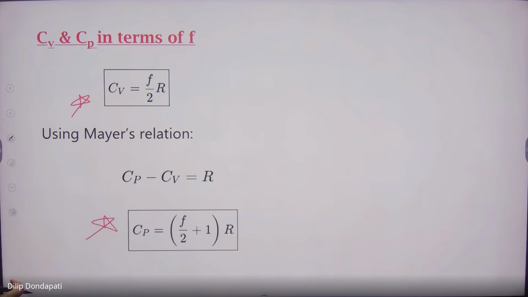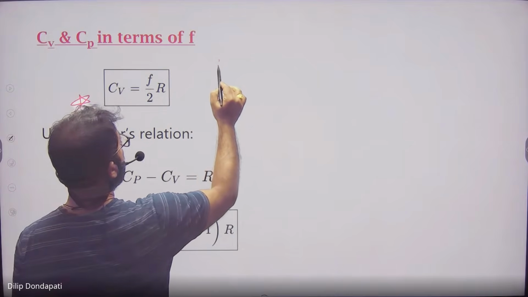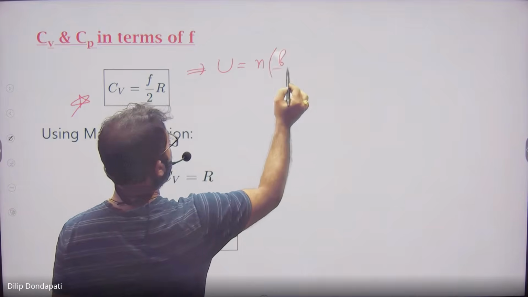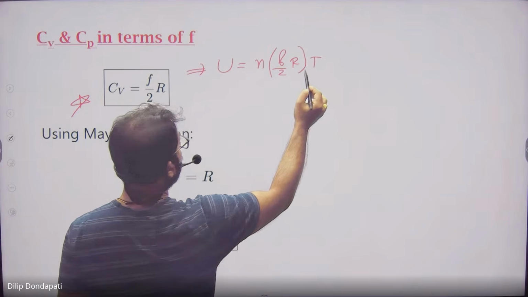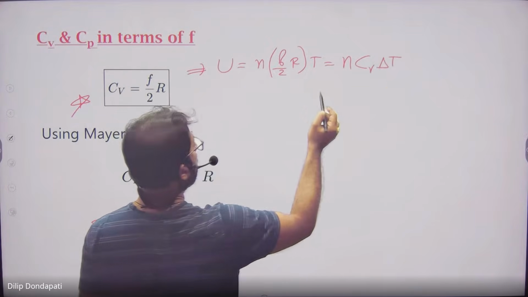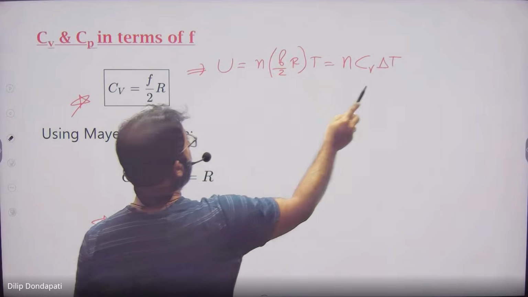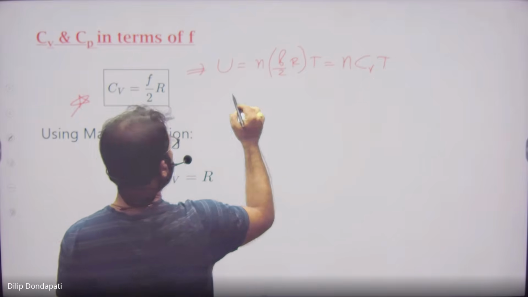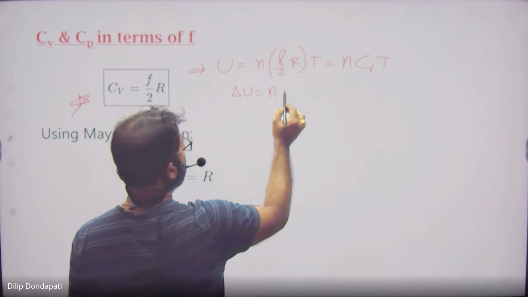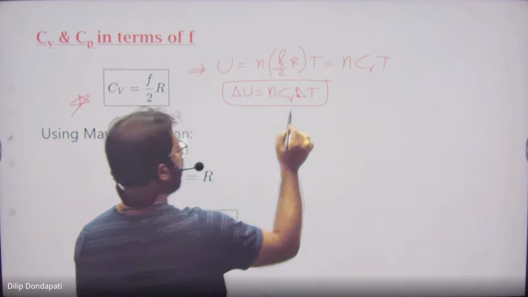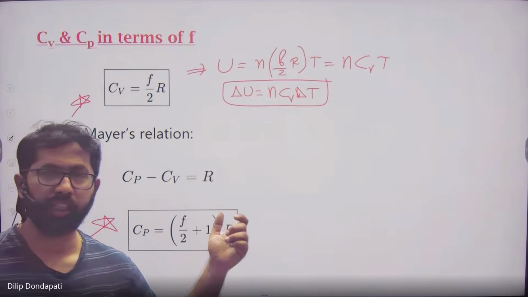Now look, since you know CV is F by 2 R, what did we learn? What was the formula for internal energy yesterday? The formula for internal energy is N into F by 2 R T, right? So therefore it becomes NCV delta T. Very famous formula. Let's say NCVT, and a change in internal energy is NCV delta T.